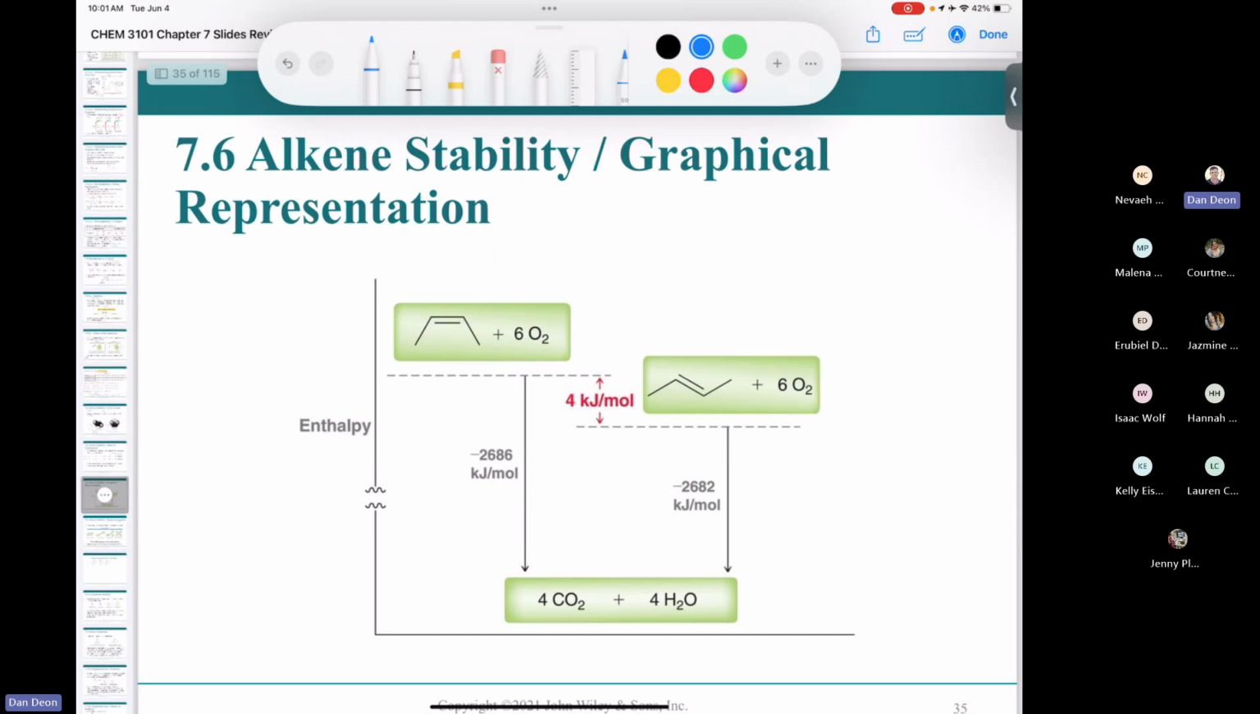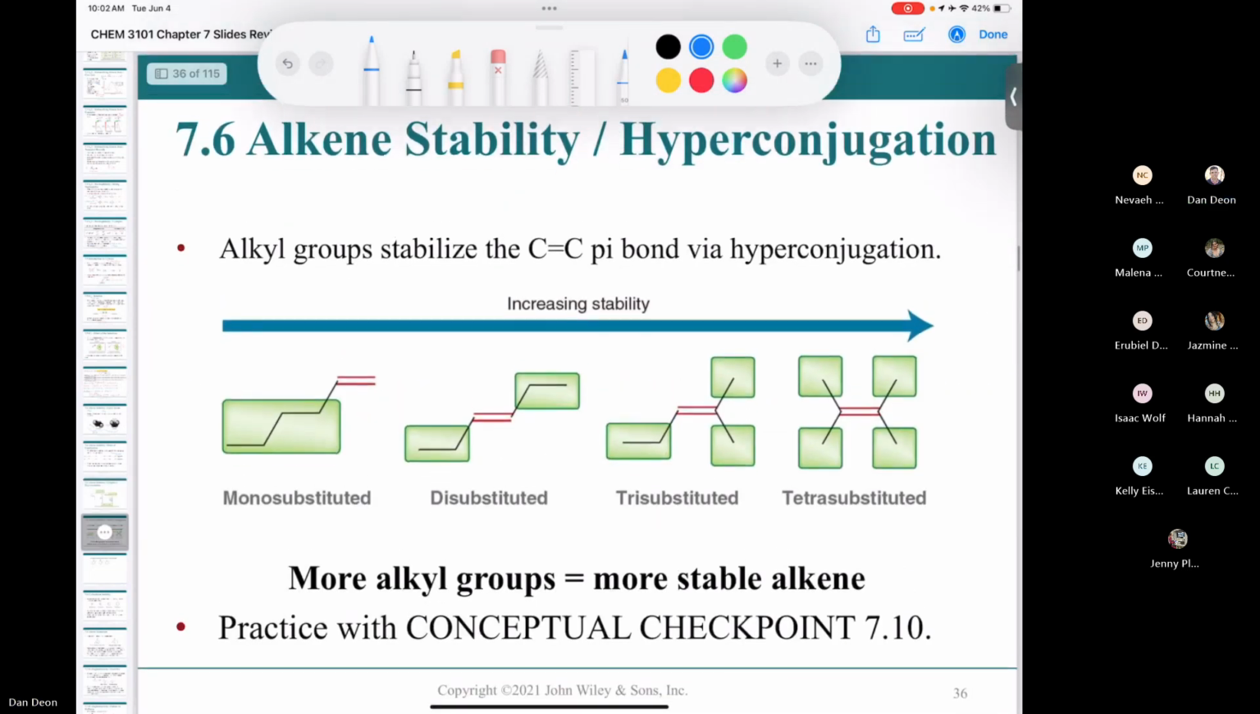All right. You know, some people need a graph for everything. So here we have enthalpy, and you can see that when the trans is burned, it releases less energy than the cis, which releases more energy because you end up with the exact same product. So the only difference is the amount of energy released. So that tells us that the trans is more stable than the cis.